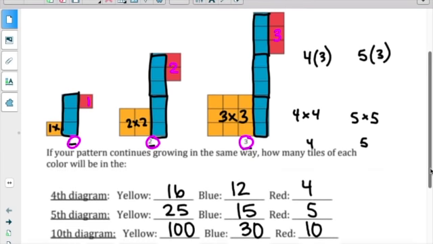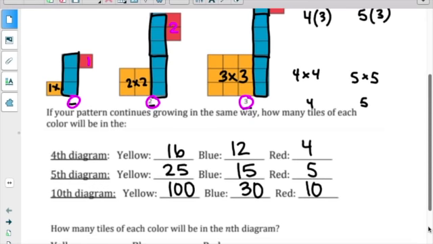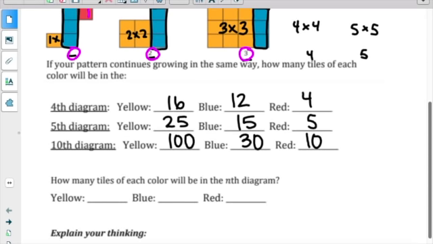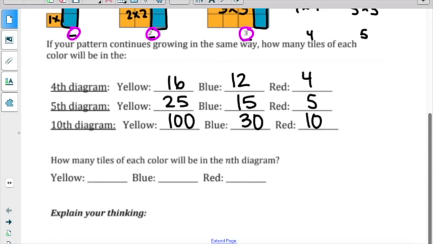Now at the bottom, I want you to see if you can come up with a rule that would help us figure out the nth diagram or any number we wanted to in the sequence. Okay, so go ahead and pause the video now and see if you can come up with a rule.